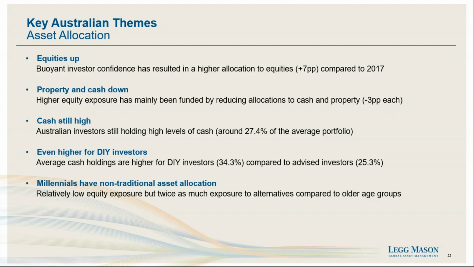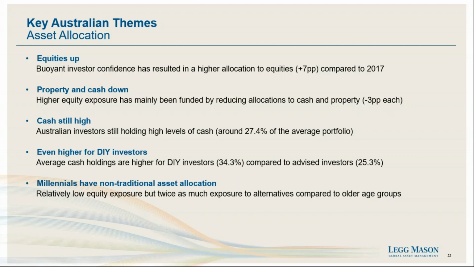This is our third area that we focused on from the Australian respondents. So number one, not only are investors saying they're more positive on the outlook for equities, they actually increased their allocation by 7 percentage points compared to the previous year. So the confidence was there and the activity was there. And that equity allocation was funded by a reduction in both property and cash. And I suspect the cash reduction continues to be in response to the lowering returns from that asset class.